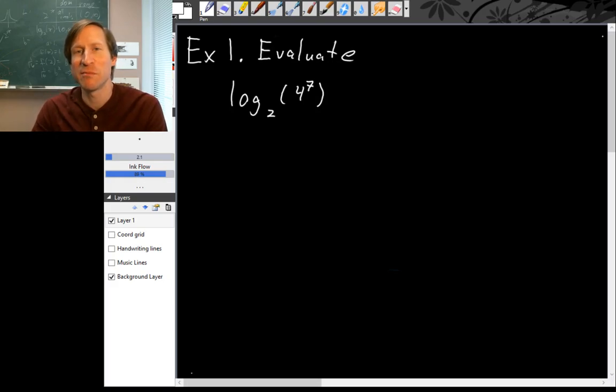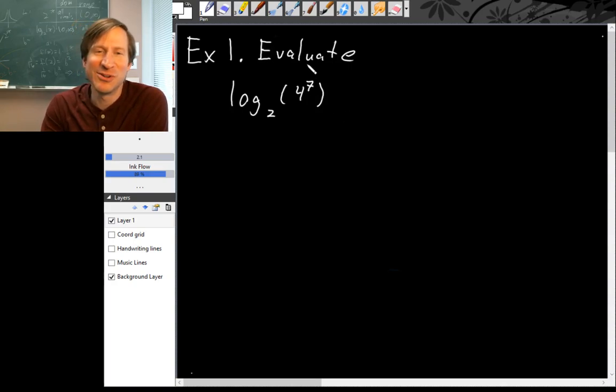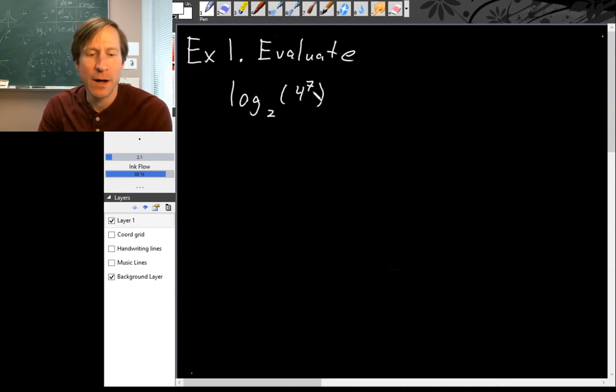Let's look at a few more examples of working with logarithmic expressions using the properties of logarithms. So let's have a look at log base 2 of 4 to the 7th. Now, we could calculate 4 to the 7th. It's not that big a number, but it's not that small a number either. So maybe there's a better way to figure out what this is.